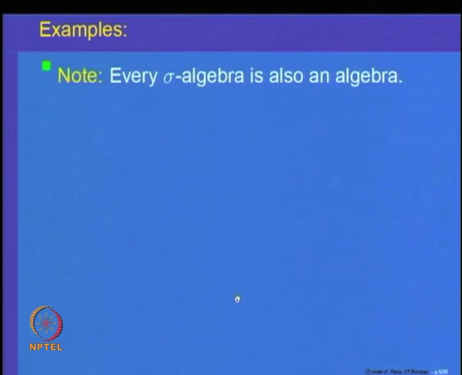One obvious observation, every sigma algebra is also an algebra, because sigma algebra means it is a collection which is closed under countable unions, and algebra only requires finite unions. Of course, both algebra and sigma algebra are closed under taking complements, and empty set and the whole space are always members of both of them. So, every sigma algebra is also an algebra.